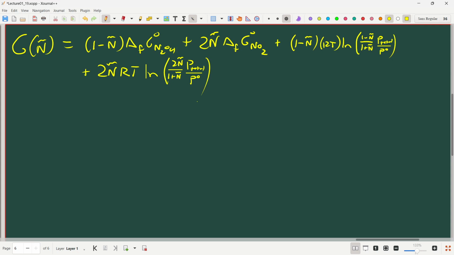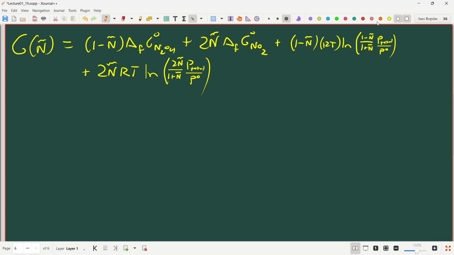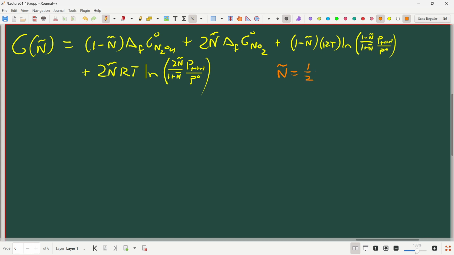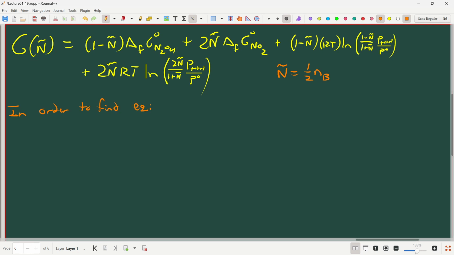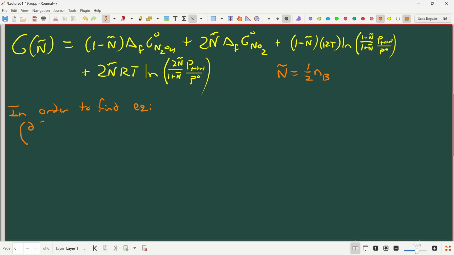All right, so we've got this equation here that's a function of ñ, which again is the extent of our reaction. Remember, ñ just tracks how many moles have been created. This is 1/2 the number of moles of B, because you form 2 moles of NO2 every time. So this tracks how much B is formed, if you will. And in order to find equilibrium, what do we need? We need to minimize G. We need to find dG with respect to ñ and set it equal to 0 to find the minimum.